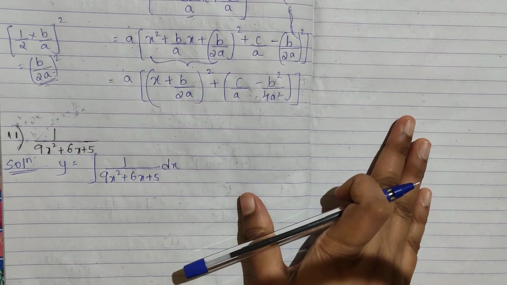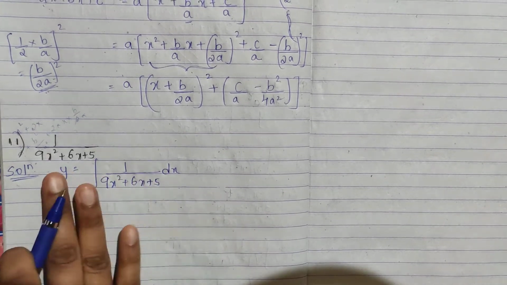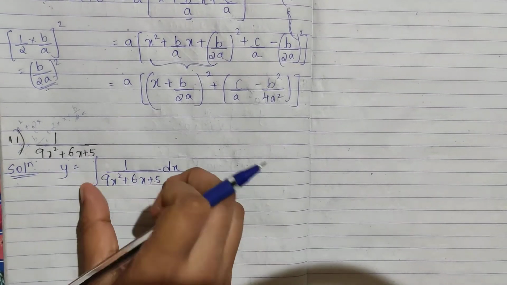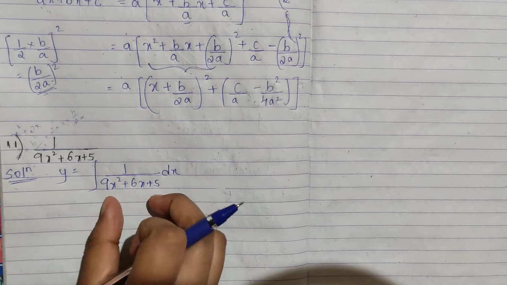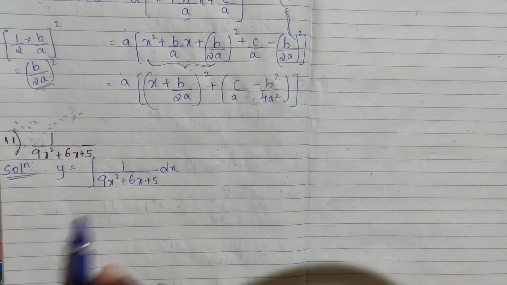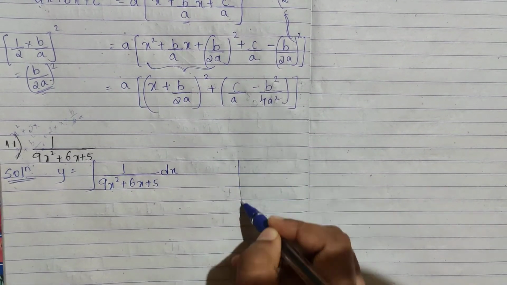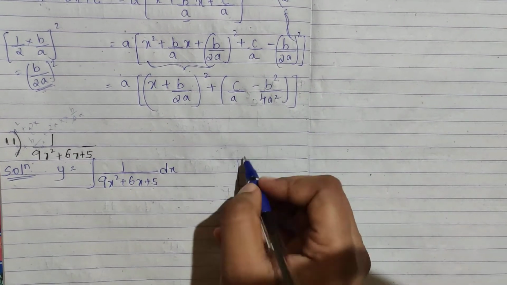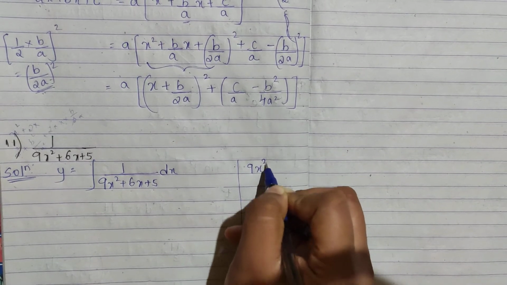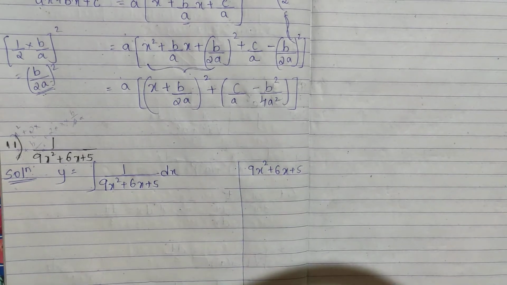See, I have taken the same 11th question, 1 by 9x square plus 6x plus 5. First write let y equal the integration. See, it is 9x square plus 6x plus 5, which is in the form of ax square plus bx plus c only. So first we will solve it here, later on I will directly do it. This 9x square plus 6x plus 5 is your denominator.